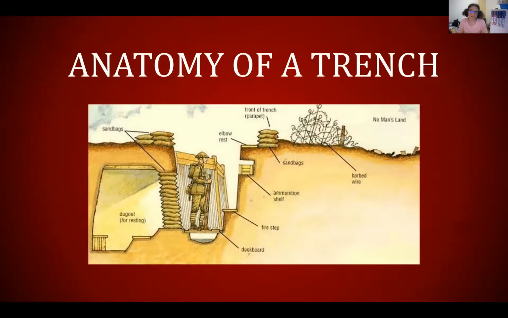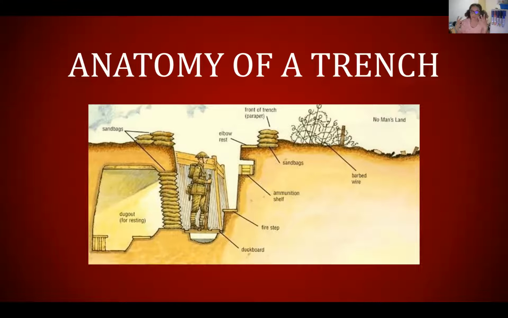Right, so this is how a trench looked. You had sandbags just so that you had a bit of rest. You weren't directly onto the soil, which could give way or fall. So you had that sandbag in front of you, you had a sandbag behind you, you had an elbow rest with wood, and then you had barbed wire in the front.